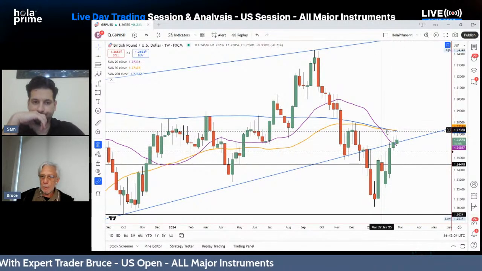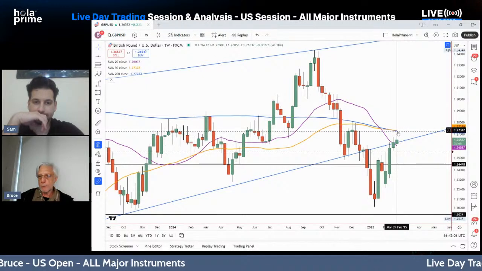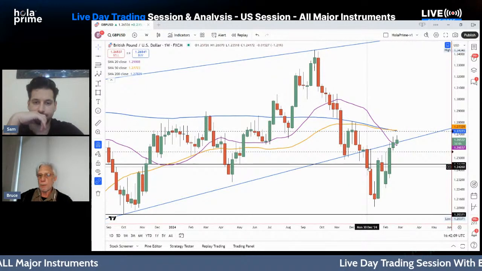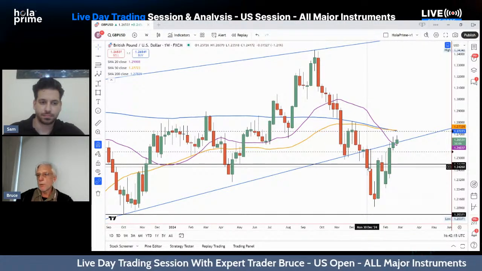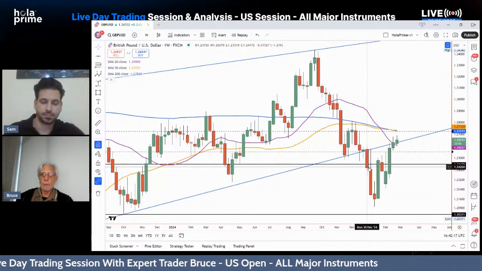Okay, so to continue on this, since it's breaking this line, we have to assume it's going to test resistance at the 200-week moving average, at a minimum, until we see evidence to the contrary.